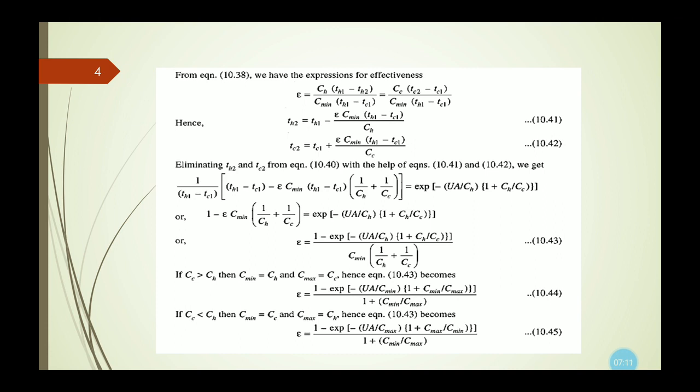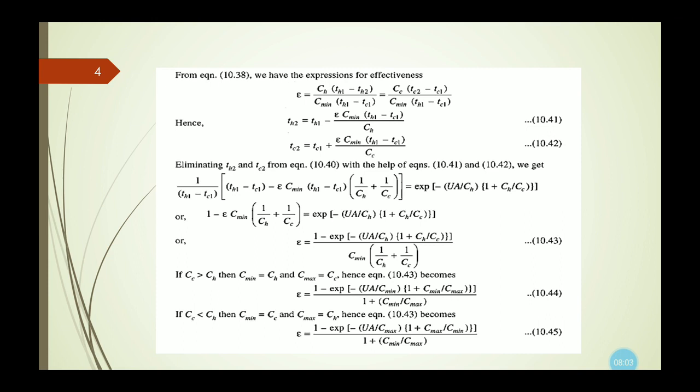Now the formula of the effectiveness: it is the actual heat transfer divided by the maximum possible heat transfer. So this is equal to Ch (Th1 minus Th2) divided by C min (Th1 minus Tc1). Now from this equation we can get the hot fluid outlet temperature and cold fluid outlet temperature, and the representations are equations 10.41 and 10.42. Now if we do some mathematical calculation and rearrangement, then after some steps we will get equation number 10.43, the effectiveness formula of the parallel flow heat exchanger.